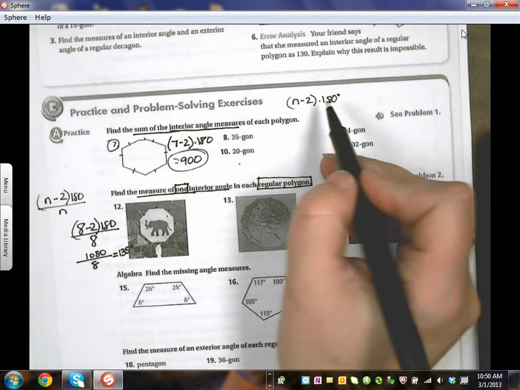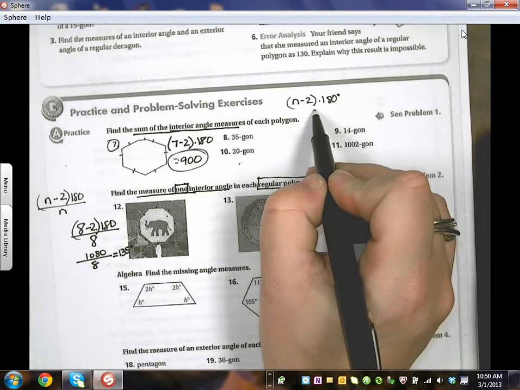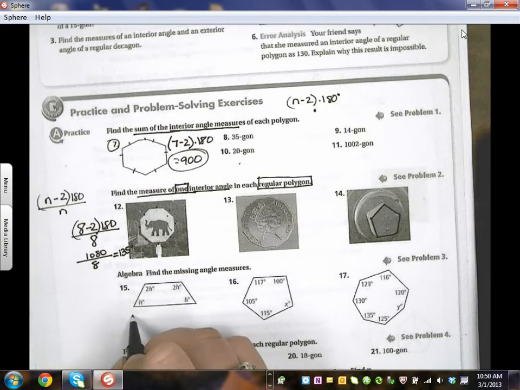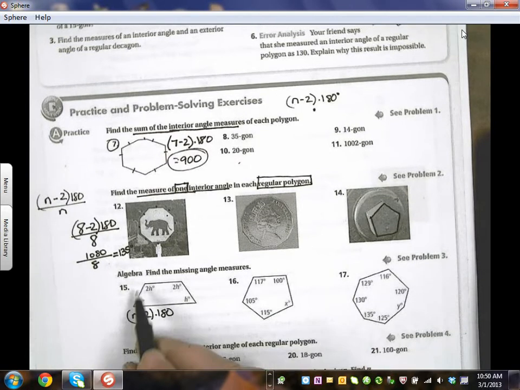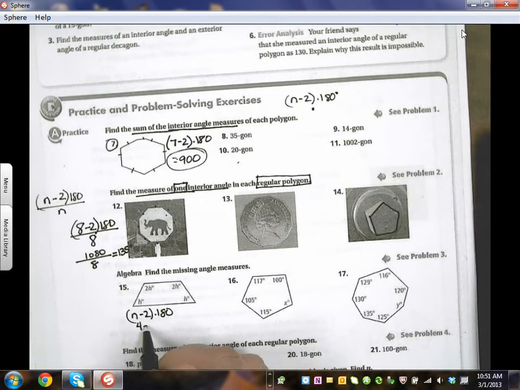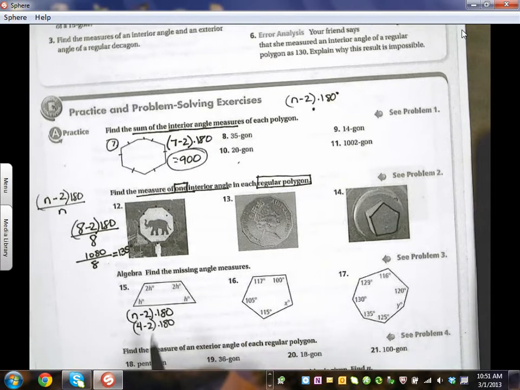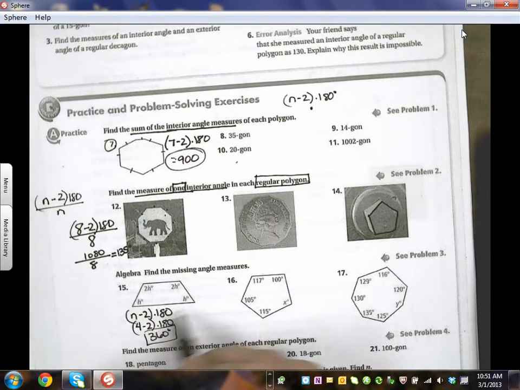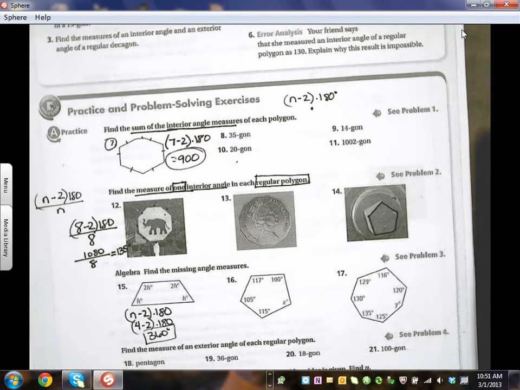That comes back up here to this formula to find the sum. So I'm going to take the number of sides minus 2 times 180. Well, how many sides do I have? 4. 4 minus 2 is 2. 2 times 180 is 360 degrees. I know that all 4 of those angles add up to 360 degrees.